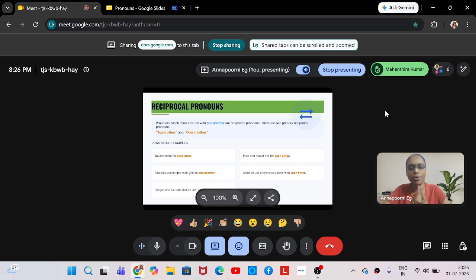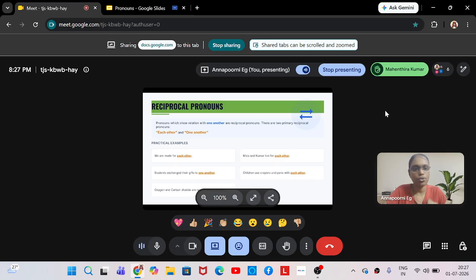Right. So reciprocal pronouns means something that means each other, or something that gives a mutual relationship. Pronouns which show a relationship with one another or with each other are called reciprocal pronouns. And there are two primary reciprocal pronouns, each other and one another. So இந்த ரெண்டு words தான் வந்து reciprocal pronouns தான் நமக்கு படிக்க இருக்கு. Each other and one another.